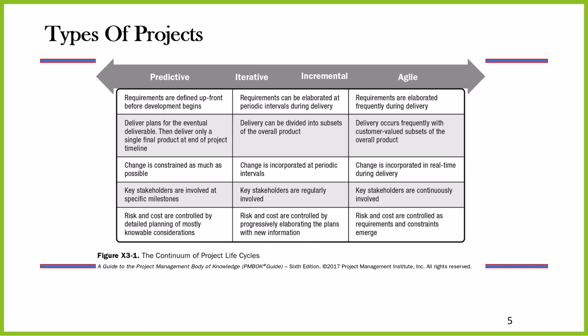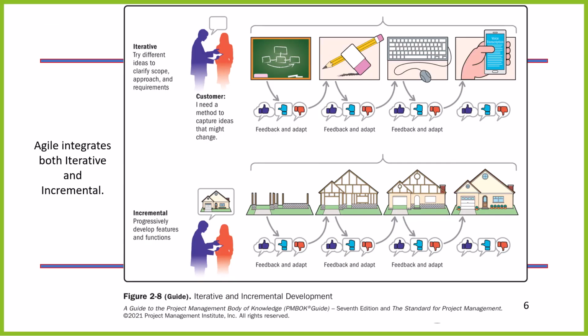So Agile, the requirements are established frequently during delivery, and we deliver frequently. We deliver value to the customer as quickly as possible. And we incorporate change real time, and key stakeholders are really involved with the project continuously. And then risk and cost are controlled as requirements and constraints emerge. So first of all, types of projects, and we're talking about Agile. Now, Agile includes and integrates both iterative and incremental project management.